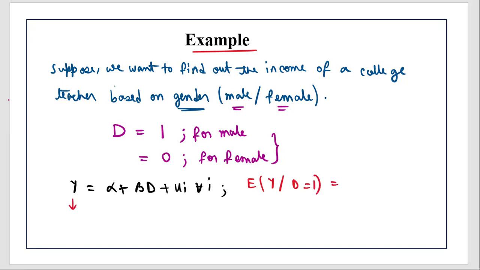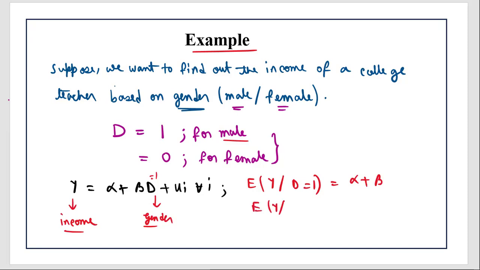Here y represents the income of the college teacher, and it is based on gender. This is the simplest model. The expected value of y, that is the expected income given that d equals 1, means given the college teacher is male. From this model, simply put the value 1 instead of d. So what will you get? You will get the value alpha plus beta, as simple as that.